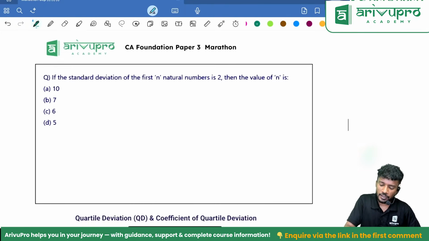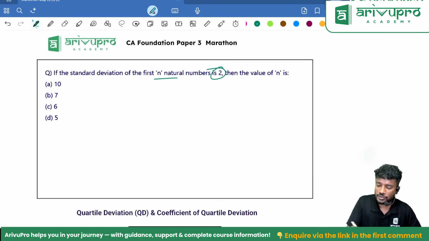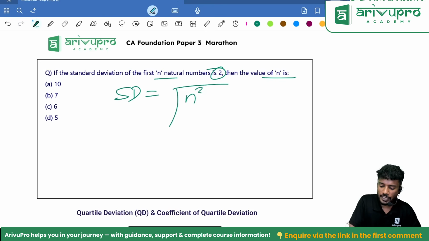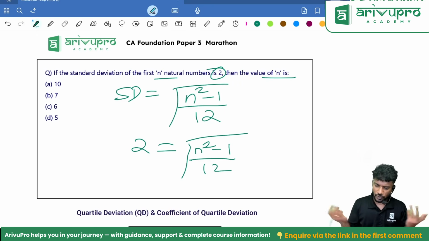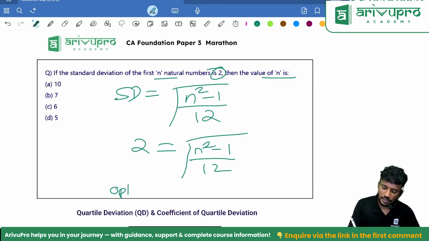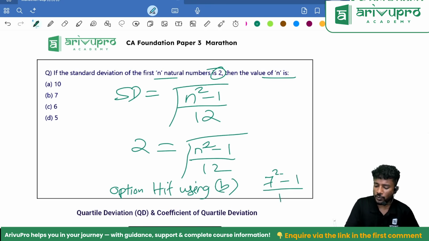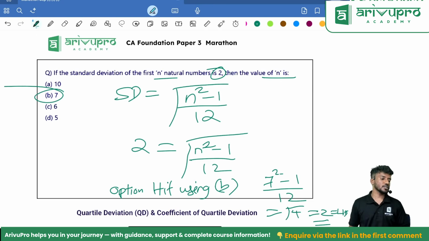Look at that question. The standard deviation of first n natural numbers is 2. Then the value of n is how much? That means standard deviation is equal to root of n square minus 1 divided by 12. That means 2 is equal to root of n square minus 1 divided by 12. And if you square both sides or option hit, anything is fine. How much is the answer? 7. Option hit. Using B, that means 7 square minus 1 divided by 12, which is root 4, which is equal to 2, which is equal to our LHS. So option B is your answer.